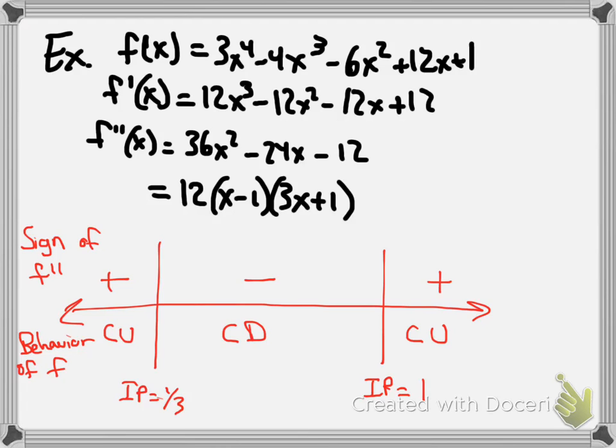To the left of the inflection point at negative 1/3, meaning for x values less than negative 1/3, our second derivative is positive, meaning it's concave up. Between our inflection points, if you plug in an arbitrary value between those 2 points, we see that the sign of our second derivative is negative and therefore concave down. For points to the right of our second inflection point, choose a random value, and we see that the second derivative is positive and therefore concave up.